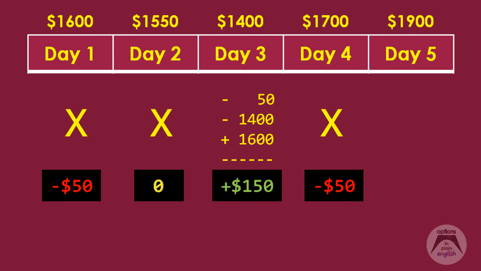On day 5, the last day, gold is trading at 1,900. So same thing. He's going to be down $50, even though the price of gold went up a lot. He still only lost the $50 that he paid in premium for the contract. So there's a couple of things we can notice here.